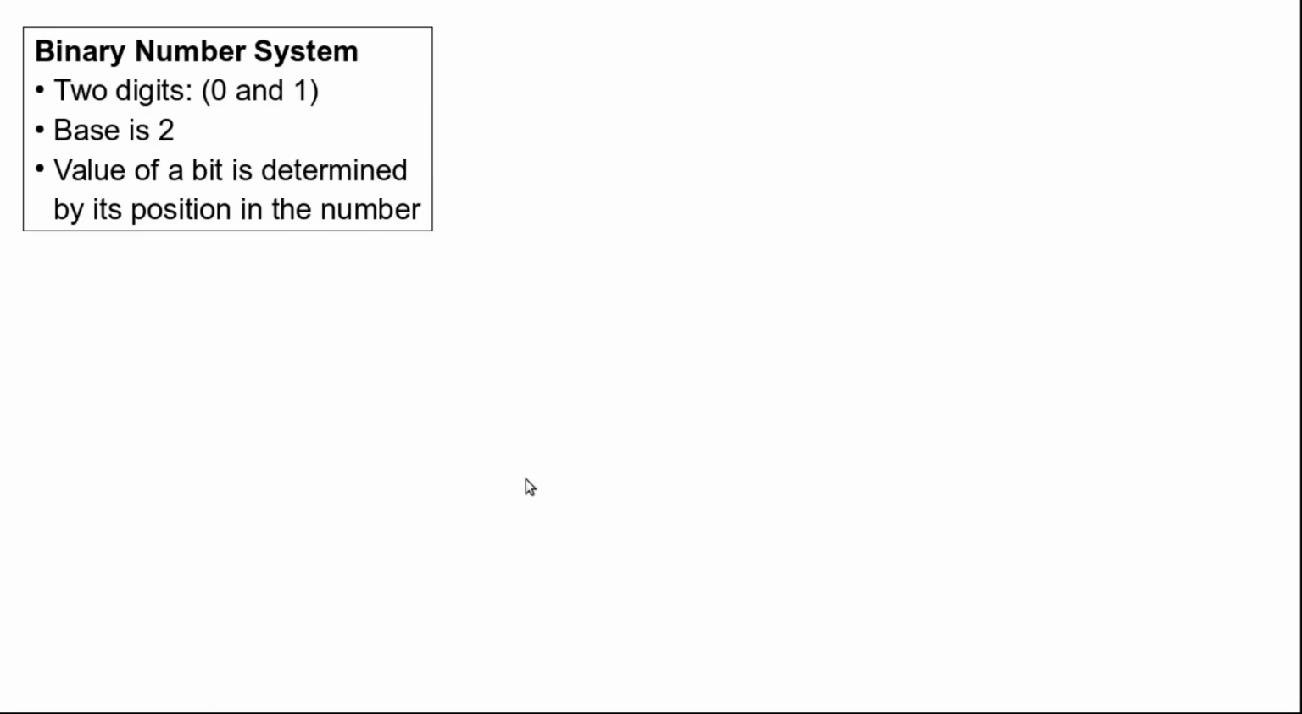With that, we go to the binary number system. So what is the binary number system? In the binary number system, we have only 2 digits. Actually, this would be 2 bits. We have only 2 bits, 0 and 1. And the base is 2. And the value of a bit is determined by its position in the number. So in the binary number system, the base is 2.